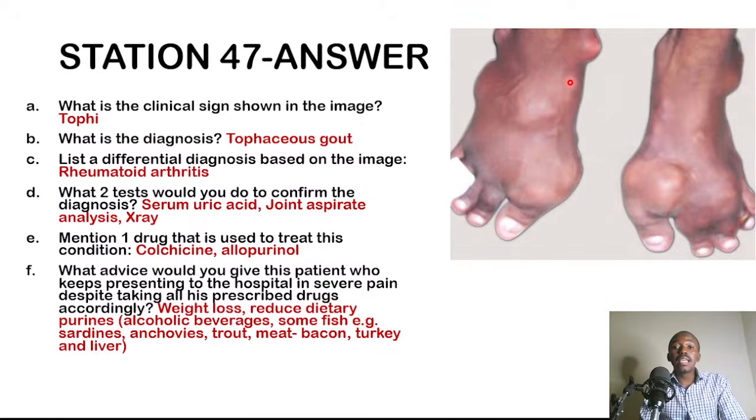Then of course, if this patient keeps presenting with this condition, you tell them to lose weight. You tell them to reduce the purines in their diet. So alcohol should be cut out. Some fish like sardines and anchovies should be cut out. Trout and meat should be cut out. Bacon should be cut out. Turkey and even liver should be cut out, because they have a high concentration of purines, which are pretty much going to be used to make the uric acid which deposits in the joints and the tissues.